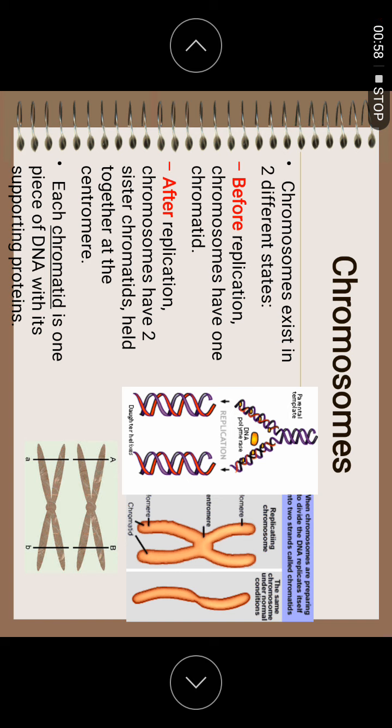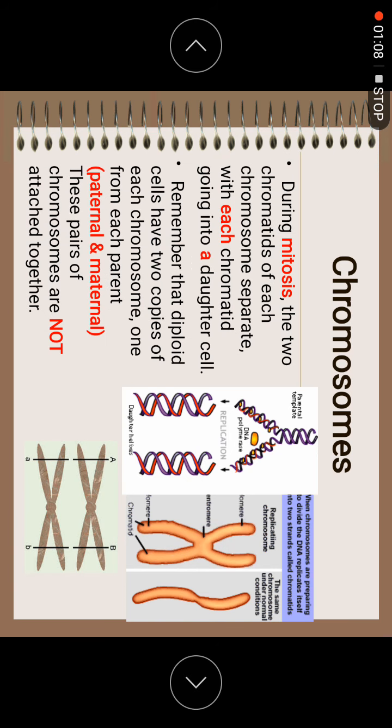by the centromere. The centromere will hold them together. This is the centromere. The centromere will hold the sister chromatids together. Now during mitosis, the two chromatids of each will separate. So this chromatid, they have duplicated themselves. One will go to one daughter cell. The duplicate copy will separate at the centromere into half. So one goes here, one goes right.